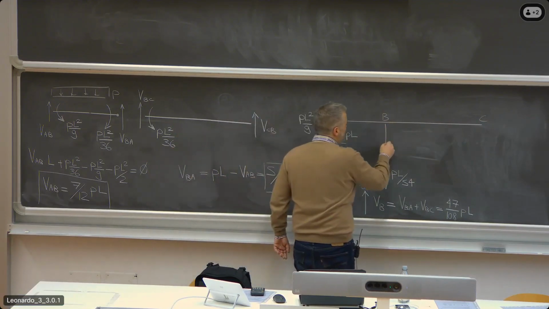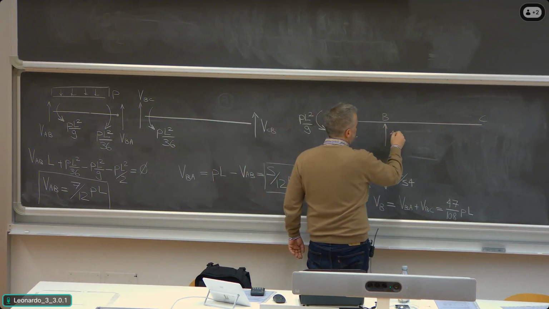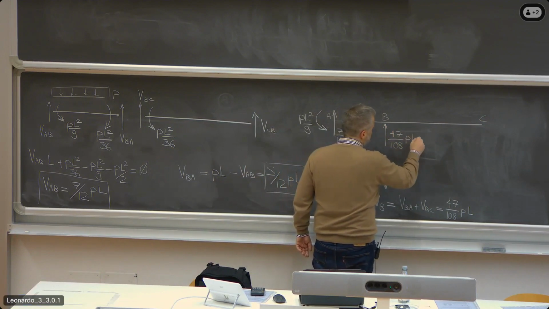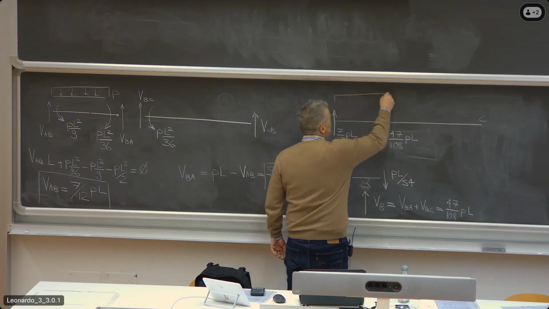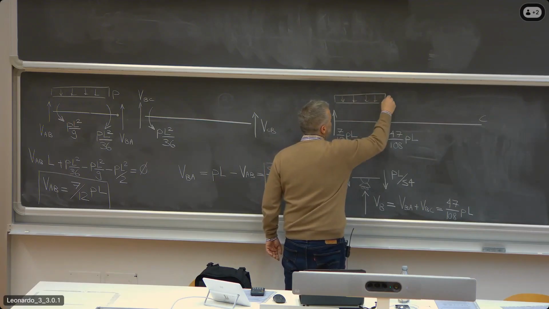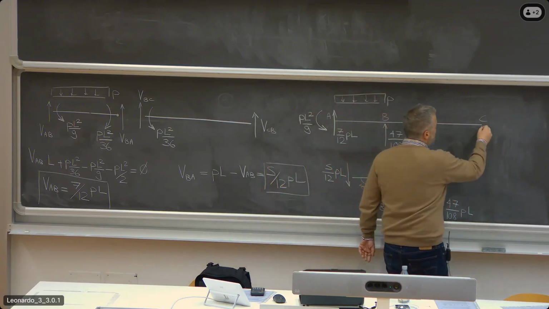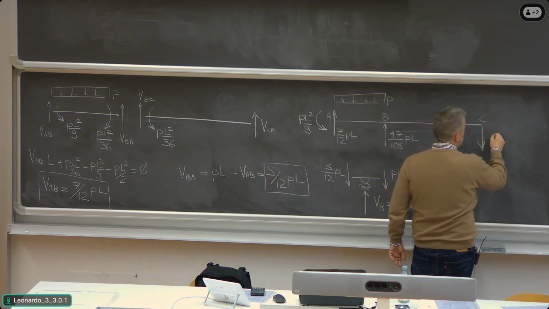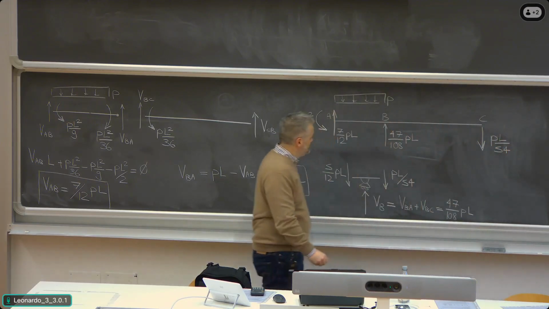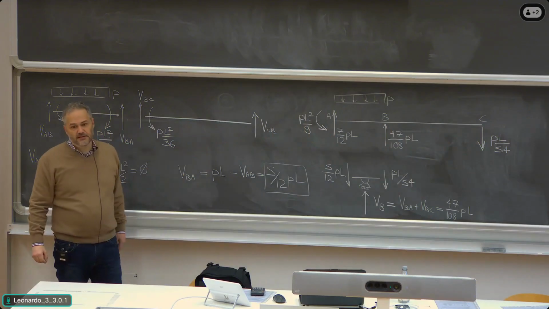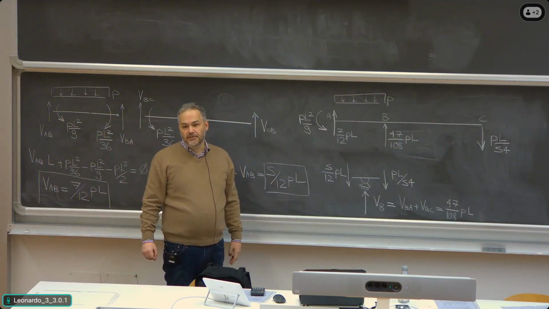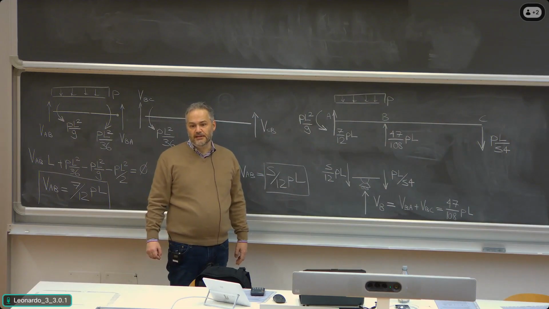At point B, I have 47 divided by 108 PL. Of course, here there is the distributed load applied, P. And here you have a reaction force which goes down, which is PL divided by 54. You can check it. These 4 reaction forces keep the structure in equilibrium under the applied load.